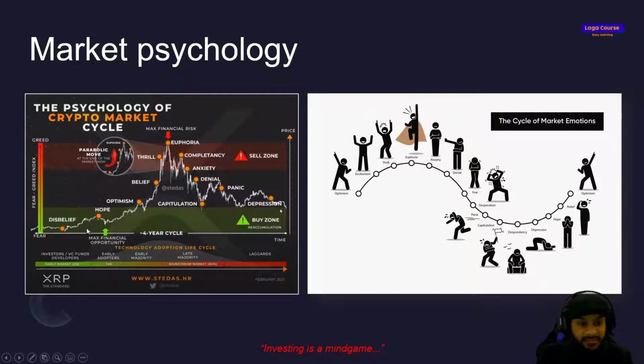Believe me, I've been in here. I've been there. Anyways, so what are we going to do? With every cycle there's some emotion attached, and we need to understand this emotion cycle as well.